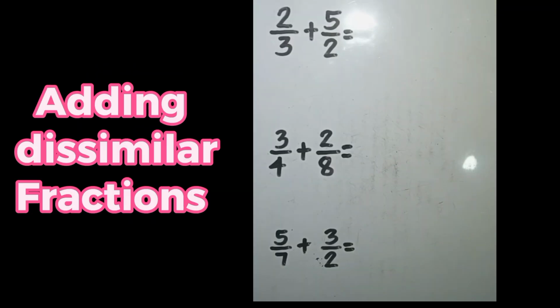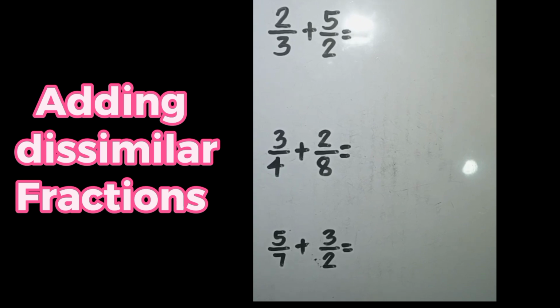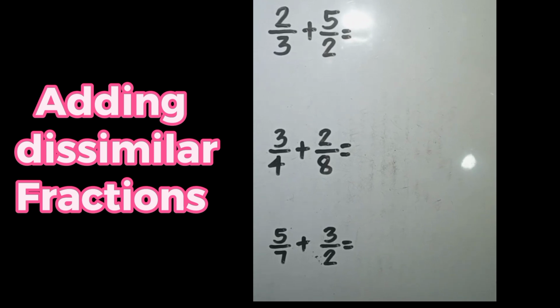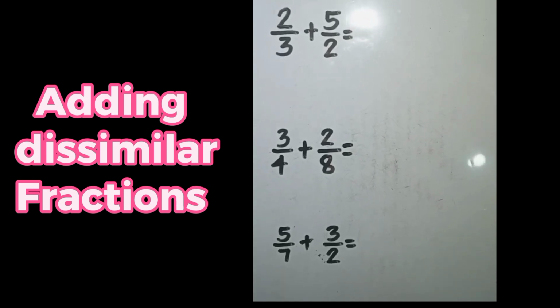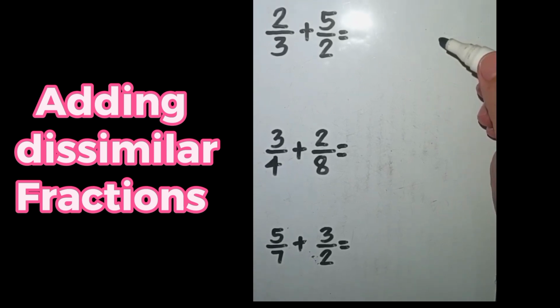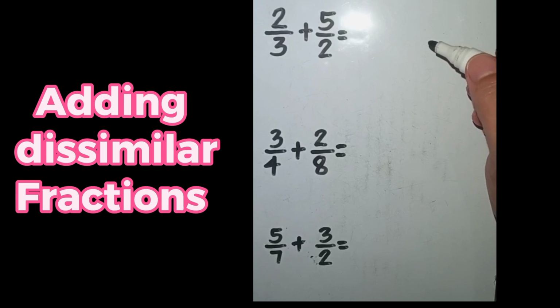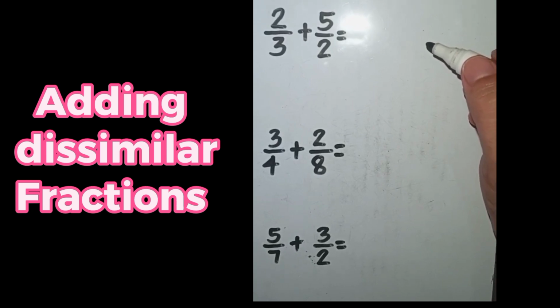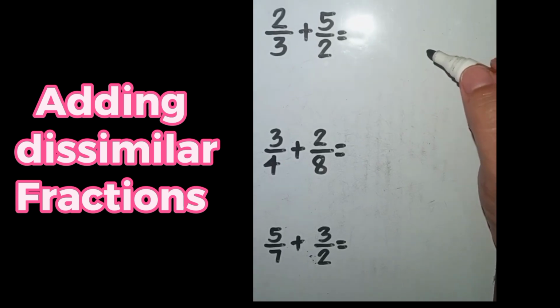Now we have to add dissimilar fractions. When we say dissimilar fractions, that means these are two fractions that do not have the same denominators. Okay, so in the first example, we have 2 thirds plus 5 halves. So we have to find a way to make these two fractions have the same denominators.